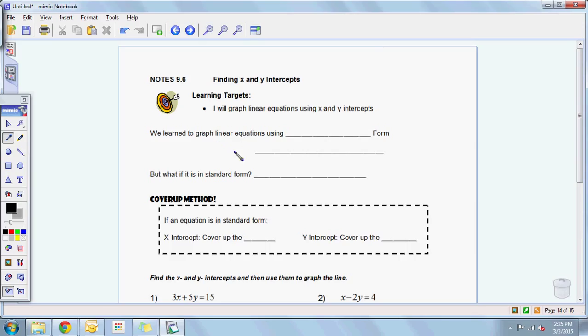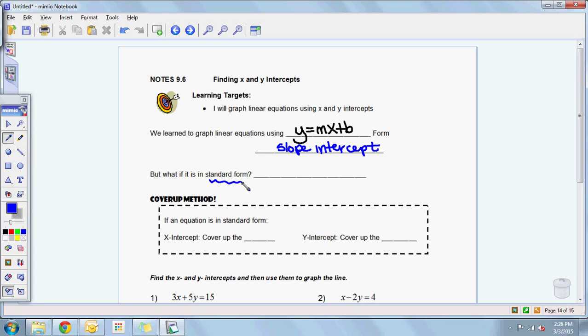So we've learned how to graph different lines in many different ways. The main form or way of graphing is when it's in y equals mx plus b form. Remember what that's called? This form is called slope-intercept. Y equals mx plus b. Should be pretty familiar to you. So we know how to graph a line in that form, but today your equations are not going to be in y equals mx plus b form. They're going to be in standard form.